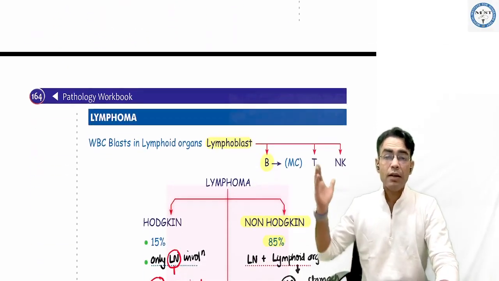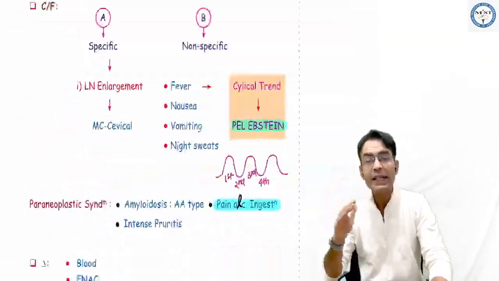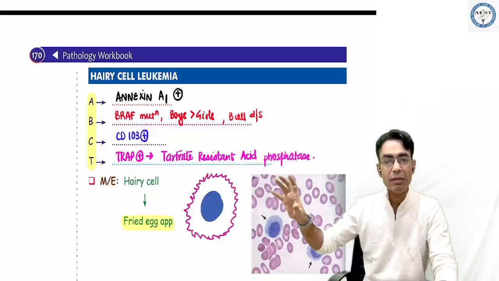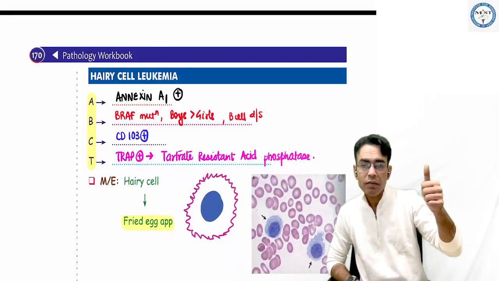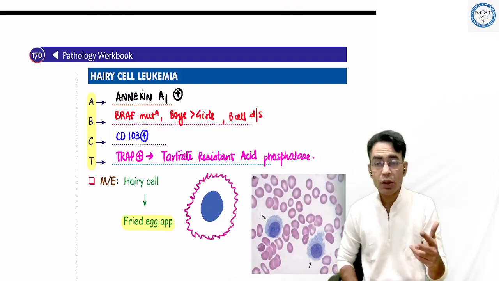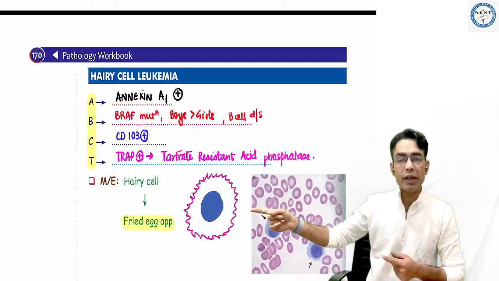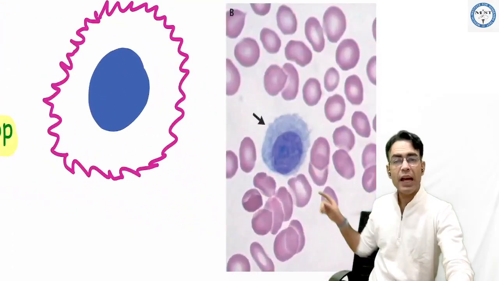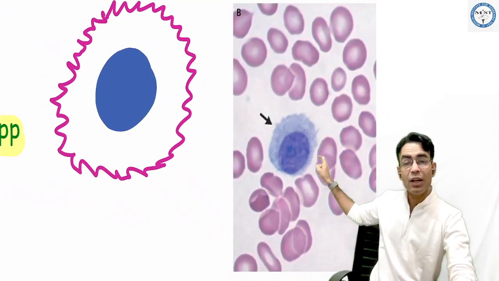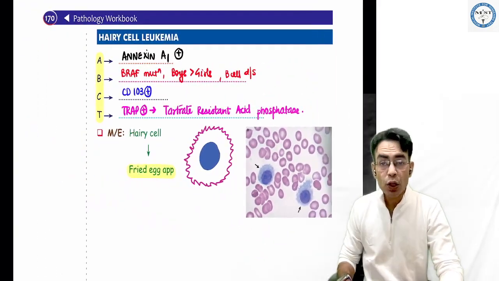There is one more thing, like in leukemia. So leukemia के नाम से ना एक और है hairy cell leukemia. When we talk about the hairy cell leukemia, the mnemonic you have to learn is ABCT: annexin A1 positive, B से BRAF gene, B cell tumor, more in boys, CD103 positive and TRAP positive. And it gives you fried egg appearance क्योंकि ये जो cells हैं, they have these hairy projections. ये hairy projections हैं इनकी. Therefore, they are called as hairy cell leukemia, but they give you a fried egg appearance. So this is all about the leukemia.